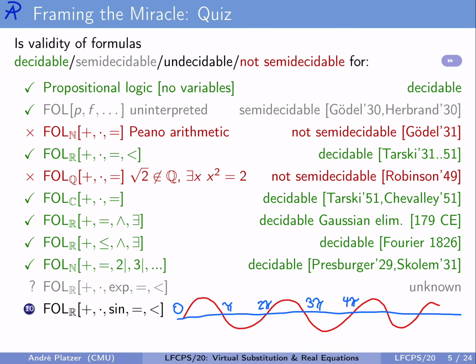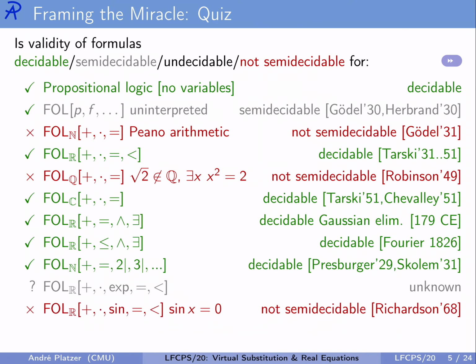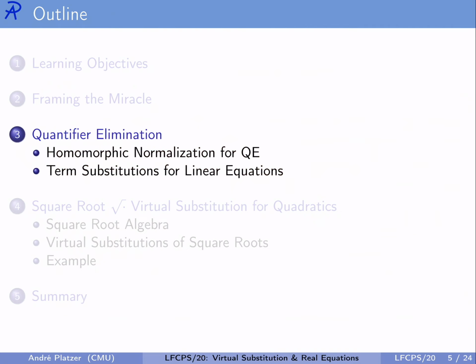So indirectly with the sine function, you would have the natural numbers. And remember that natural number arithmetic is really hard, not even semi-decidable. So that's also not semi-decidable. For example, investigated closer by Richardson in 68, but really, of course, based on Kurt Gödel's results. In other words, it's a bit of a miracle that the case we would want, real arithmetic, is so very nicely behaved and decidable. Let's understand how it works.